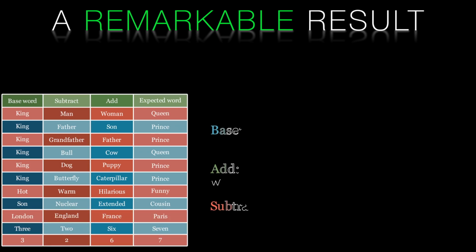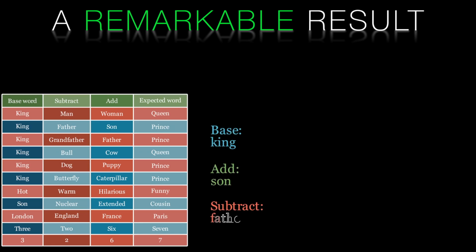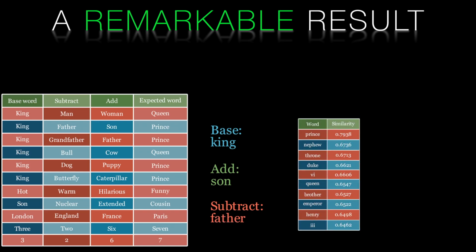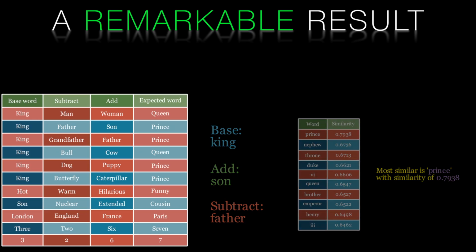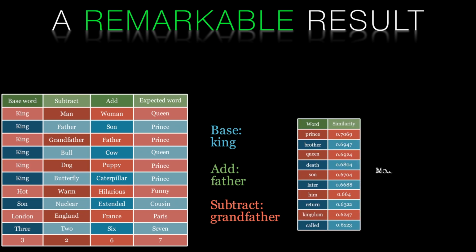How does the word encoding do on this set of tests? For our first test, we can confirm that queen is indeed the resulting word when we subtract man from king and add woman. We get a high similarity score of approximately 77%. Likewise, when we subtract father and add son, we get the expected word prince. And this semantic relationship is maintained when we go up a generation and subtract grandfather and add father.